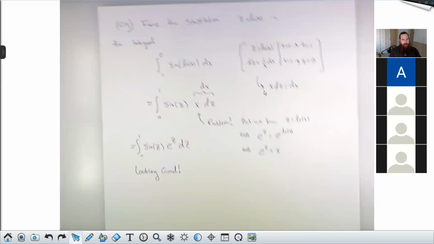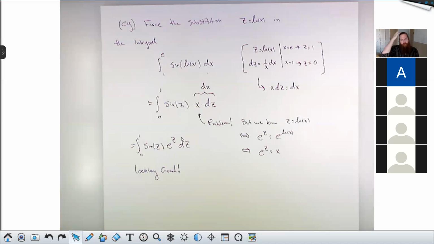And then the problem is that I still had an x floating around, so I had to do something with that. And the only way to get rid of that was to go back to my substitution, solve it for x, and plug it in. You can always do this. You could do this on the problem that we looked at before also.